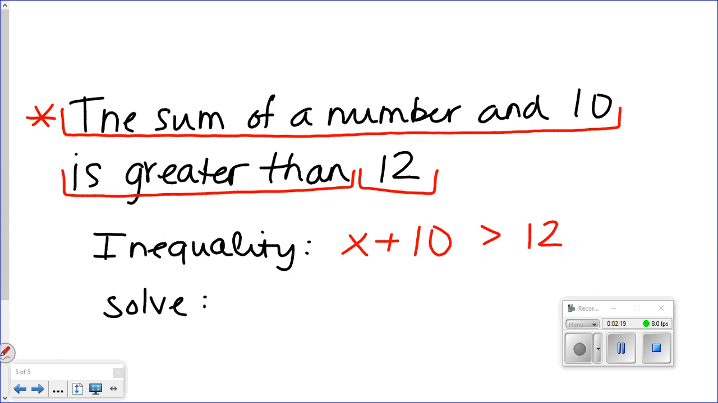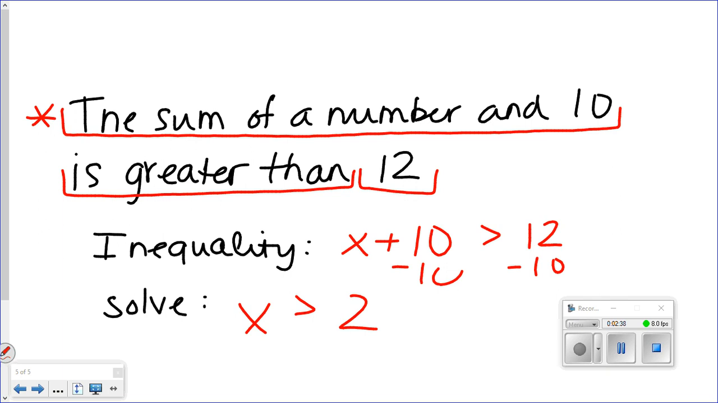You know how to solve. How am I going to solve this? What am I going to do first? What do you think, Dylan? Minus 10, minus 10. Well, my answer is going to be X is greater than 2. Yep. Good job. Good work. Let's try another one.